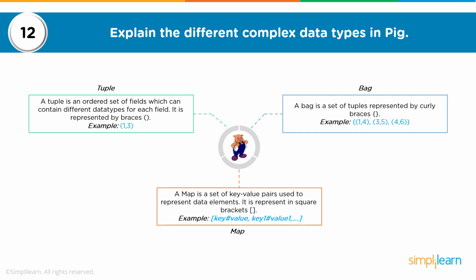Now we could have an example as 1, 3, or 1, 3, a string or a float element, and all of that forms a tuple. A bag is a set of tuples. That's represented by curly braces. So you could also imagine this like a dictionary which has various different collection elements. What is a map? A map is a set of key value pairs used to represent data.